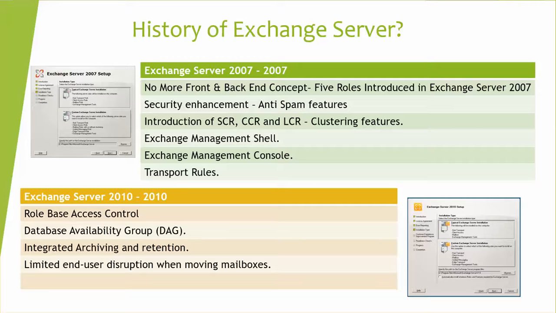In Exchange Server 2003 there was a back end and front end concept, but with Exchange Server 2007 there was the concept of roles, and there were five different roles that we had. The first role was the hub transport role. The hub transport role was responsible for sending and receiving messages inside your organization and outside your organization too. And then we had the client access role and the mailbox role.